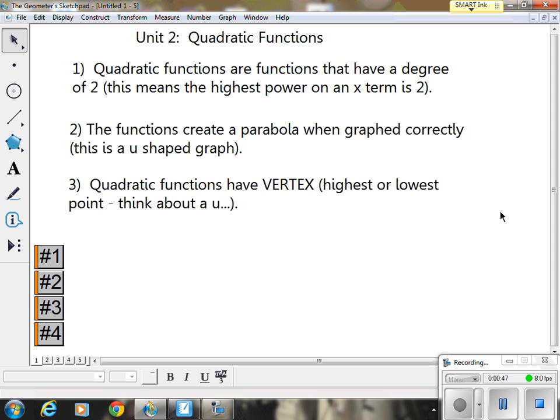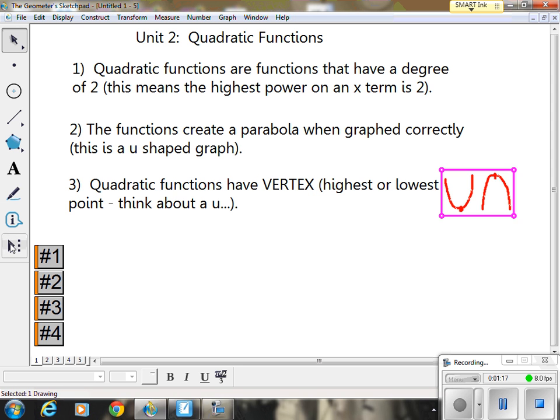Quadratic functions have a vertex. A vertex refers to the highest point or the lowest point. If you think about the shape of a U, this makes sense. If I were to draw a U on my paper, if it's pointing up, it's clear that I have a vertex. It would be my lowest point on my graph. If I had an upside down U, I have a vertex that would be my highest point.